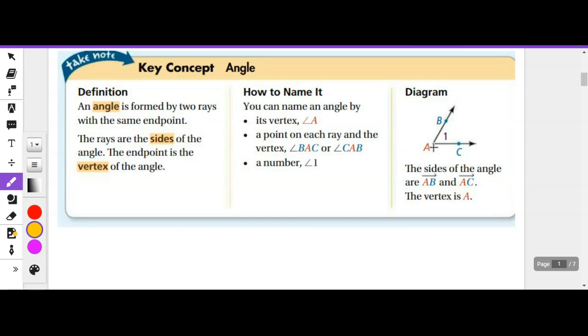So how do we name them? The vertex in this angle is A, so we can call it angle A, or we can also name it using 3 points. So this could be angle BAC or angle CAB. Notice that A, which is the vertex, is always the center. Or another way we could name it is angle 1. So you would just write angle 1, and that would be how you note it.